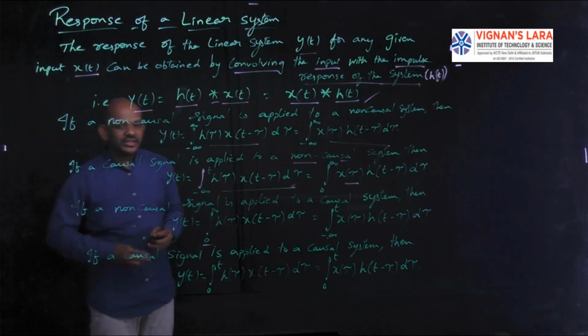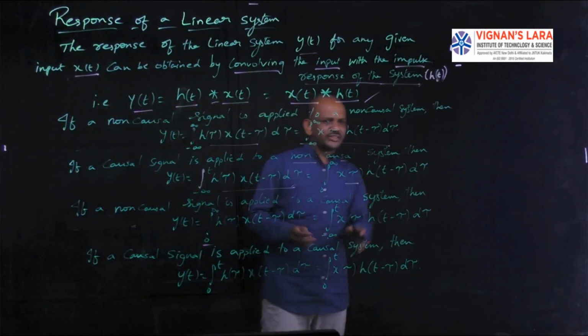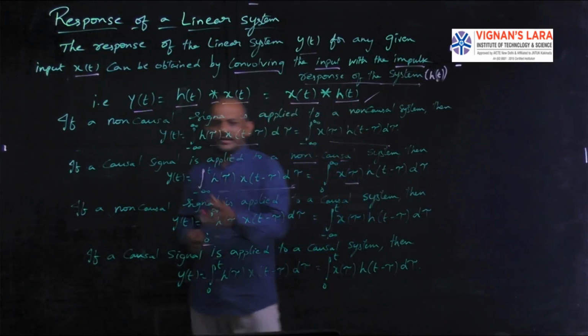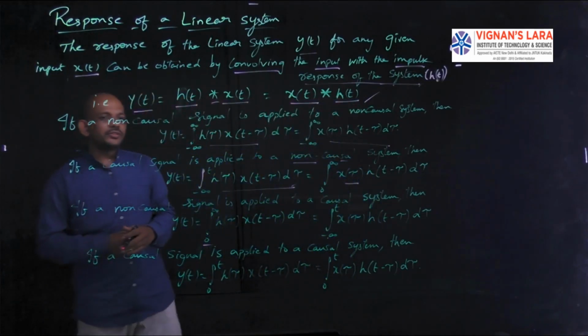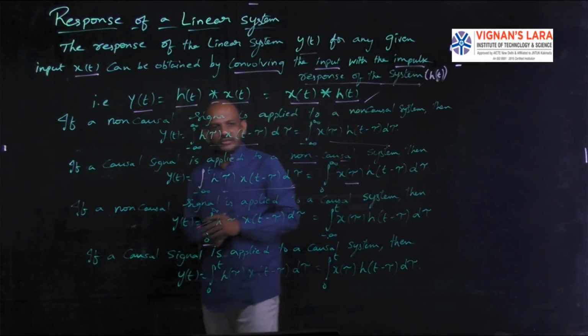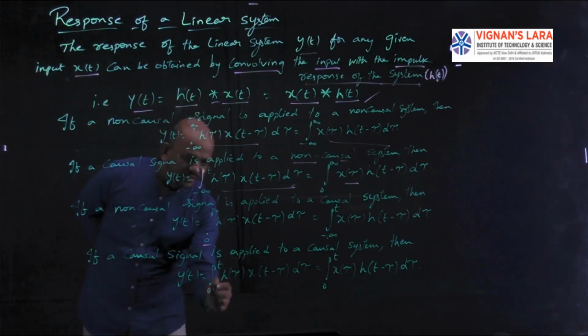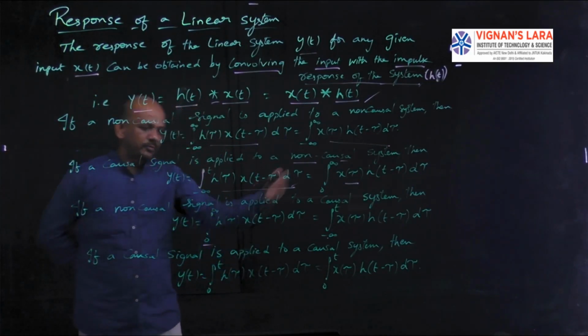And the last one, if a causal signal is applied to a causal system, both are causal. That means the system is causal and the signal is causal, so we have to get the positive values only, for both signal and system. So hence we can write integral 0 to t. Up to which point do we have?